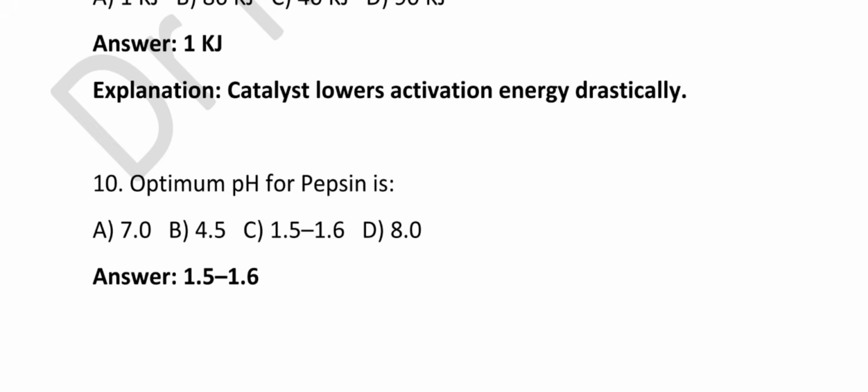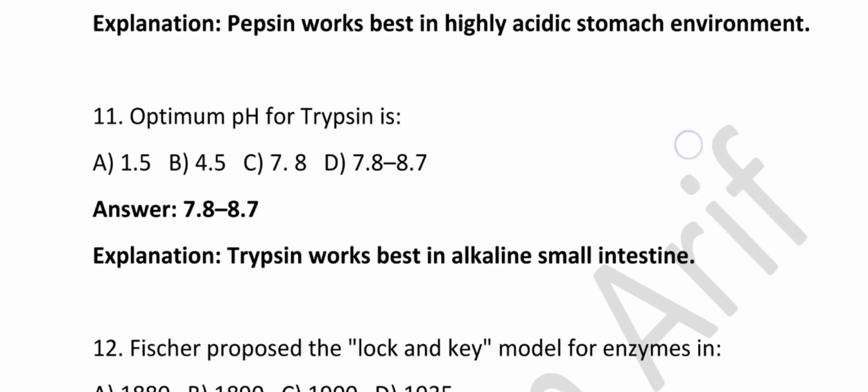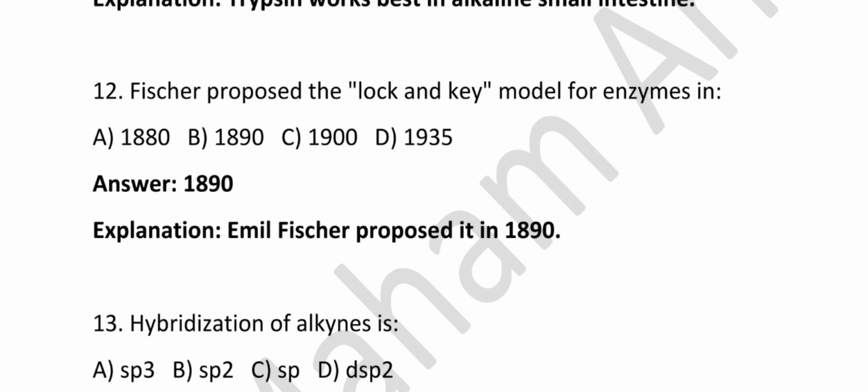Optimum pH for pepsin is 1.5 to 1.6. Pepsin works best in highly acidic stomach environment. Optimum pH for trypsin is 7.8 to 8.7, because trypsin works best in alkaline small intestine. Fischer proposed the lock and key model for enzymes in 1890.